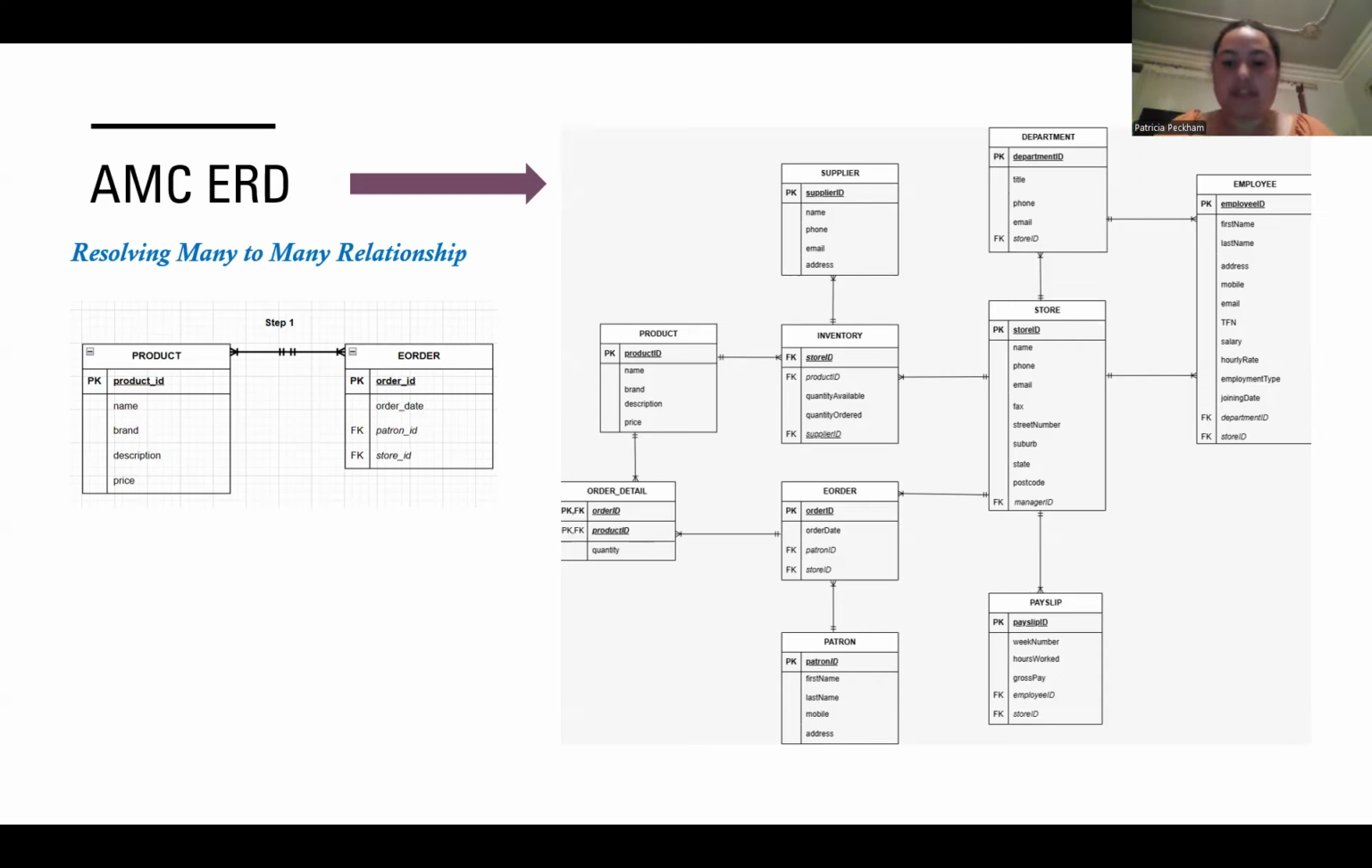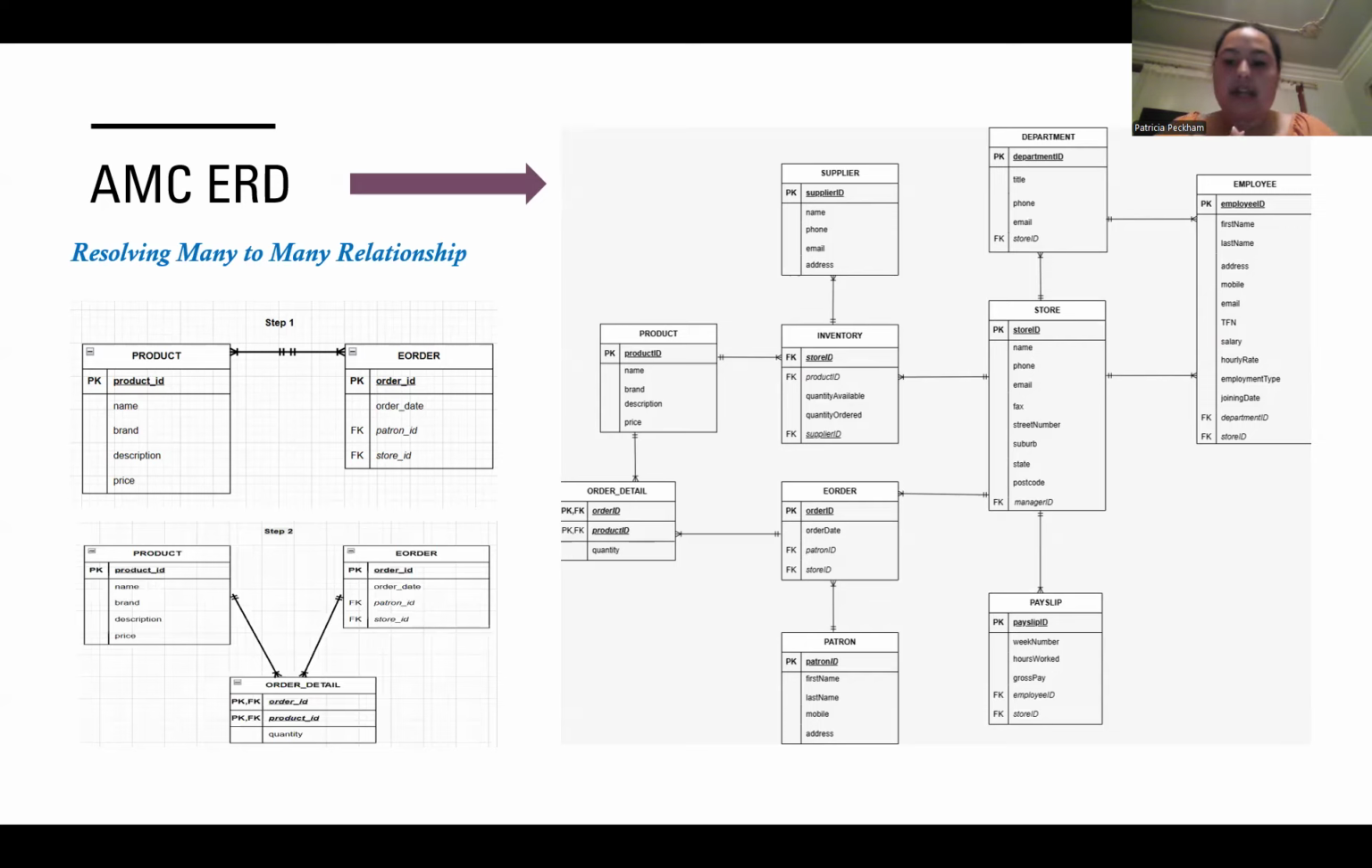So in order to solve this, we introduced step two, where we introduce a junction table called order detail. You can see the one in the middle. This includes composite primary keys, which are order ID and product ID, and also an extra attribute, which is quantity, which is typical for solving many-to-many relationships. When we break down the relationship into two one-to-many relationships, this allows us to link order and product using foreign keys. In this way, we can track quantities for each product in a specific order without redundancy.